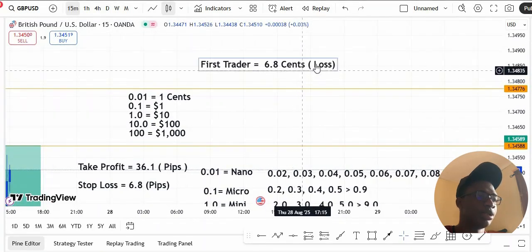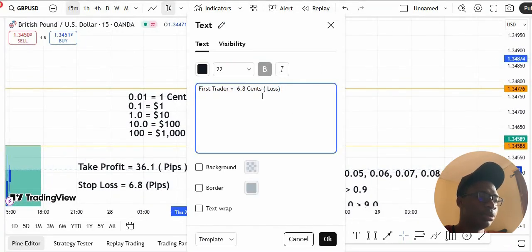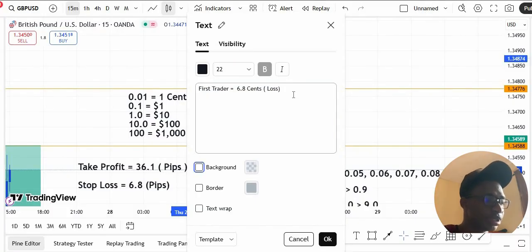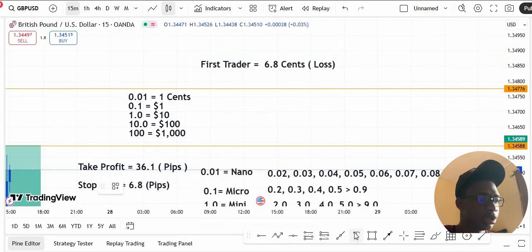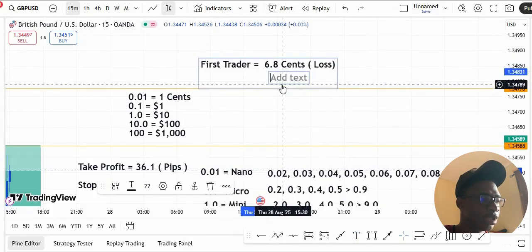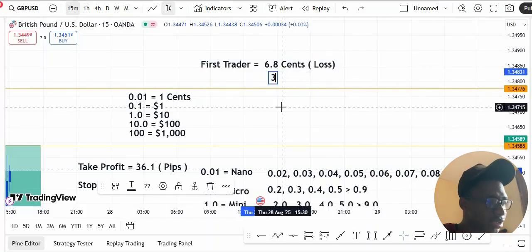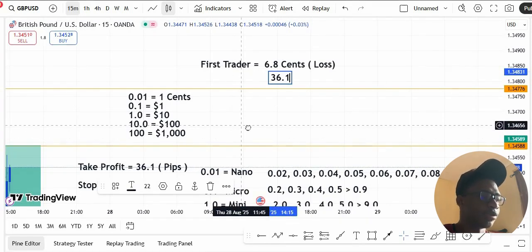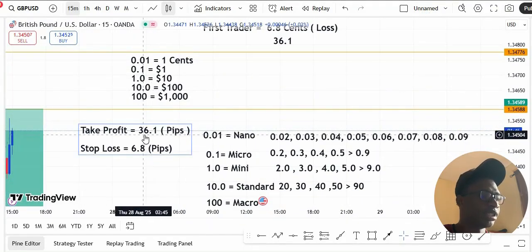You get what I mean? But if the trade moves in profit, remember it's up to 36.1 pips. You get what I mean? So it's 36.1 pips you are dealing with. That's for the take profit. Like take profit, this 36.1.